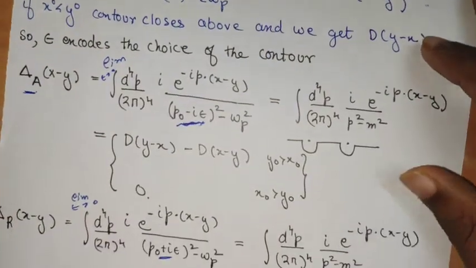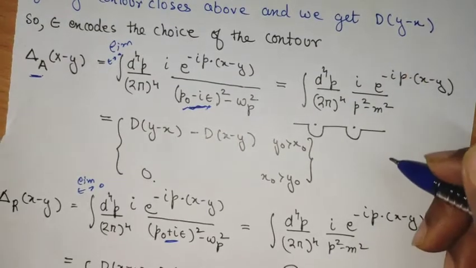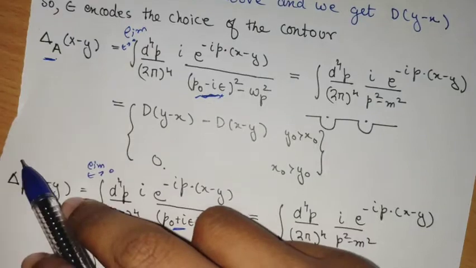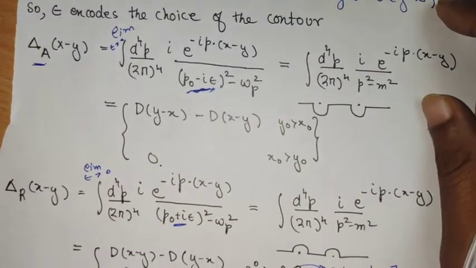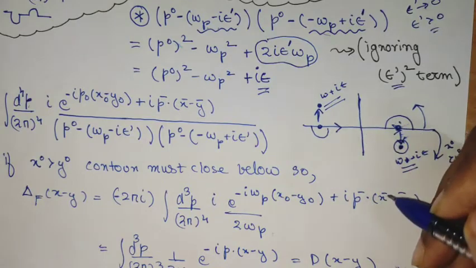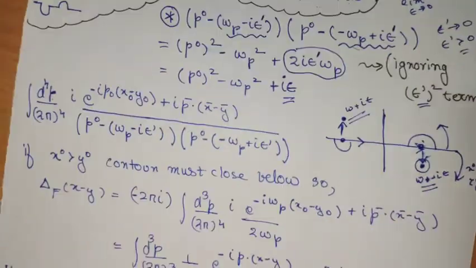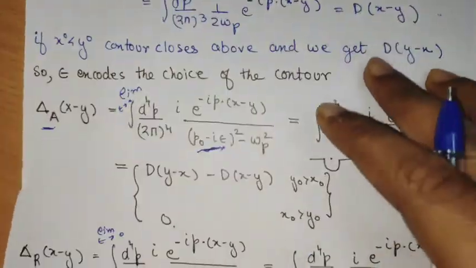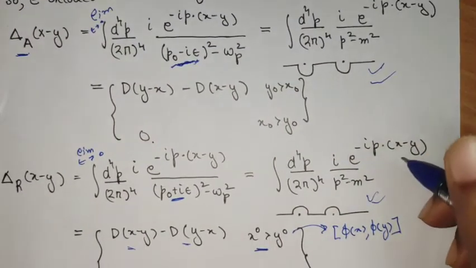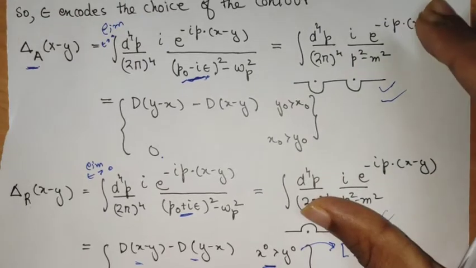So in this video, we saw the definition or description of advanced and retarded Green's functions. And we also saw the i epsilon prescription and how it encodes the contour choice within it. And we saw that there are various choices of contours possible, and each choice gives a different kind of function.